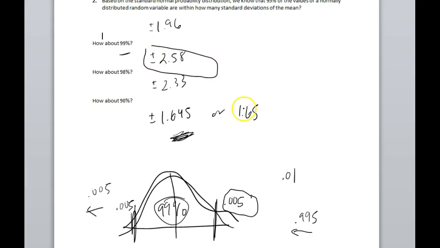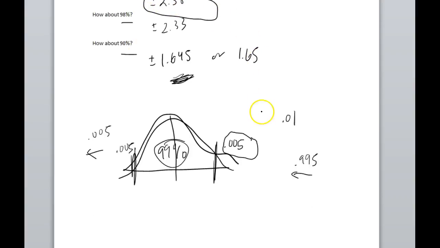Plus or minus 2.58. So go ahead on your own. Try the 98% one and the 90% one. It's just good practice to play with the tables and figure out how you want to do that, okay? So we'll move on.